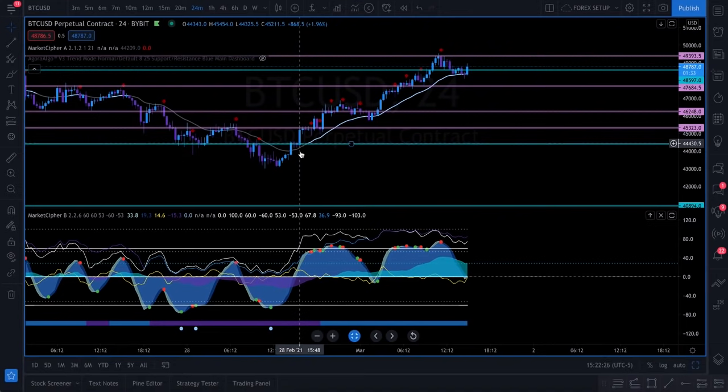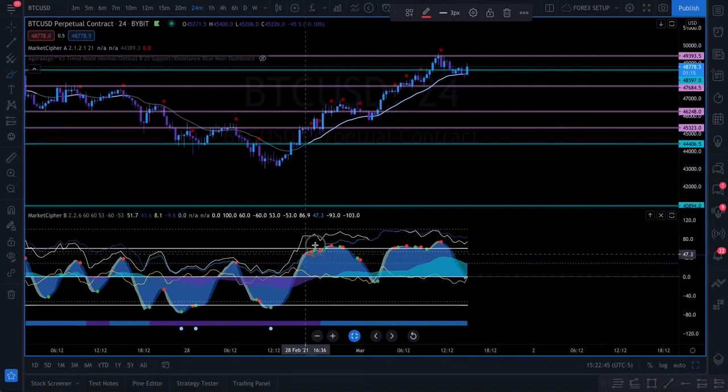What is Market Cipher B telling us, though? Market Cipher B is not telling us to enter a trade. Market Cipher B has the money flow index in the red, and we're starting to come up, okay? We're starting to come up, and we know what happens when we come up to this level. That means we're going to start printing some red dots. We don't want to enter a scalp if we're about to print a red dot up here.